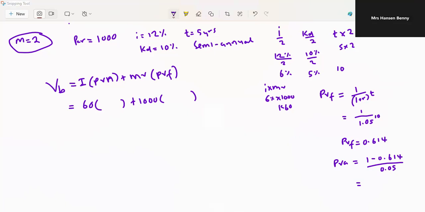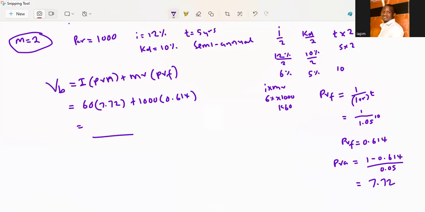I'm getting 7.72 if I've done it correctly. 7.72. Okay. So here 7.72. Then here 0.614. So now it becomes a final value of our bond, 1077.2. Okay.